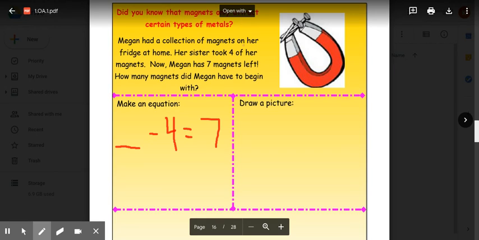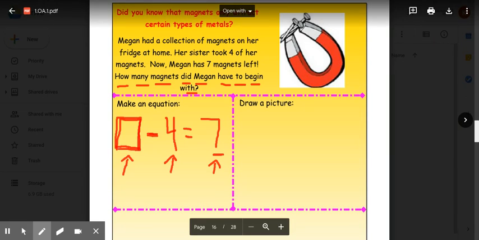Megan had a collection of magnets on her fridge at home. How many did she have? I don't know, it doesn't tell me. Her sister took 4 magnets. I'm subtracting because it says that she took 4. She's taking away. Now, Megan has 7 magnets left. So she had a magnet collection. Her sister took 4, and now she has 7 left. How many magnets did Megan have to begin with? That is our missing part. How many did she have to begin with?